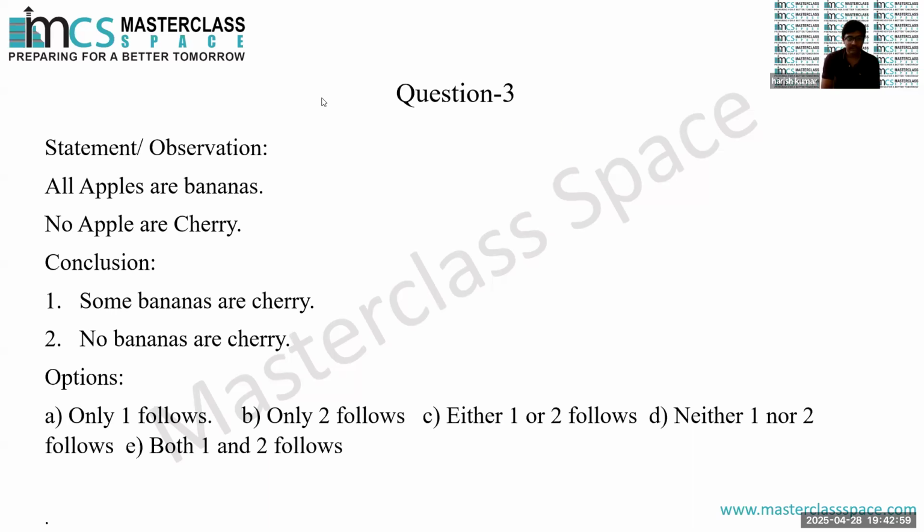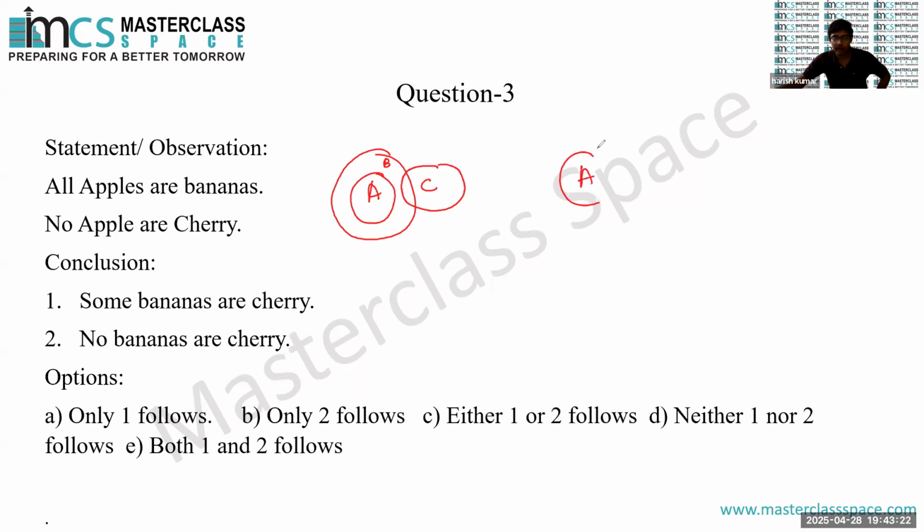Let's carefully observe this, guys. All apples are bananas. Okay, so apples are inside bananas. No apple is cherry. So we'll have two cases. One case can be like this, where cherry has some common part with banana. The other case is this, where cherry has no common part with banana. These are the only two cases, right? There can't be any other case, right?